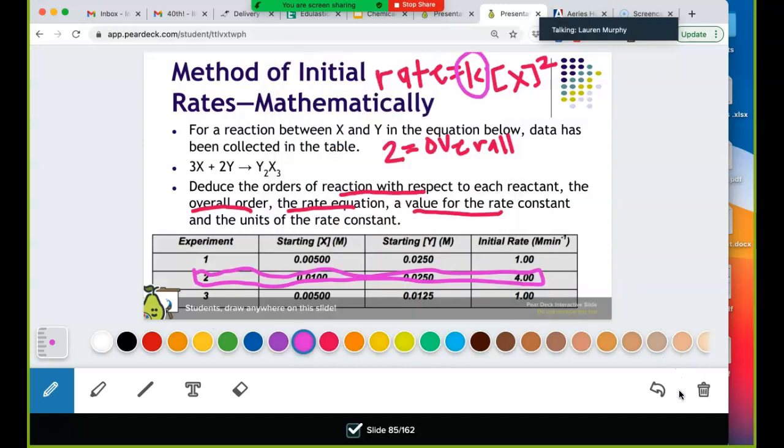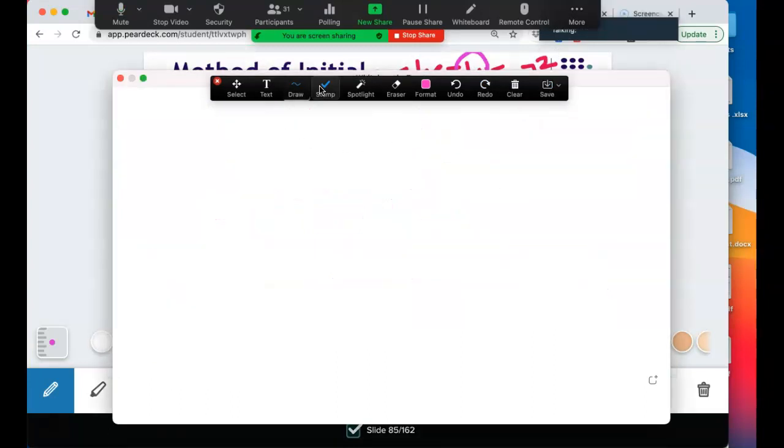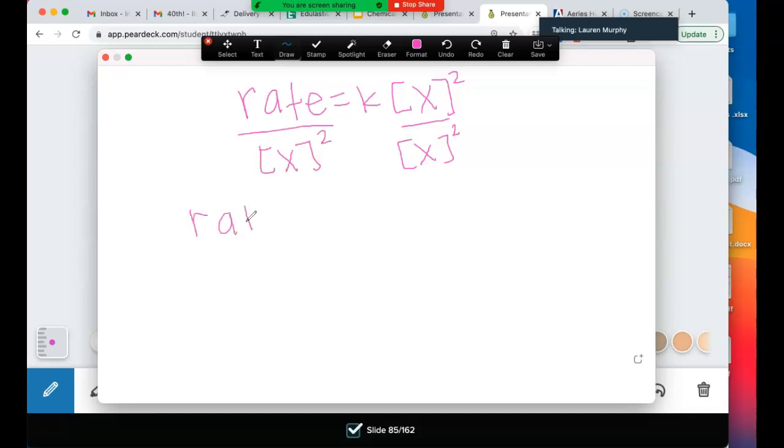So here's what you do. You pick any experiment you want, and you just plug all of that data into the rate law, and then rearrange and solve for K. So if this is my rate law, rate equals K, concentration of X raised to the second power. I'm just going to rearrange and solve for K before I plug numbers in, okay? All right? So I'm going to move this guy over here. So it's rate over the concentration of X to the second power equals K.